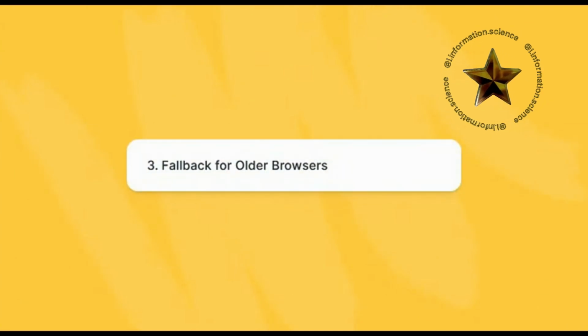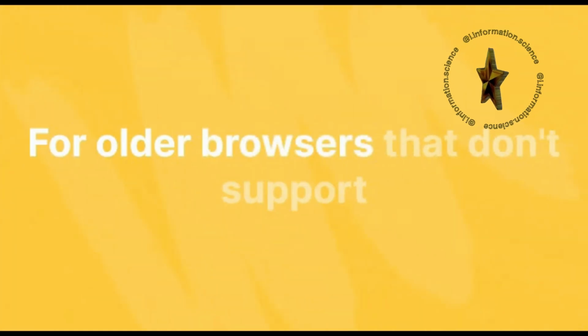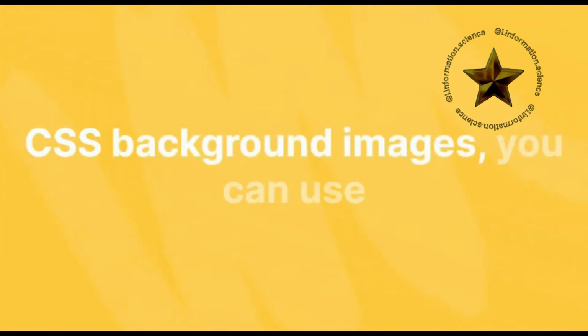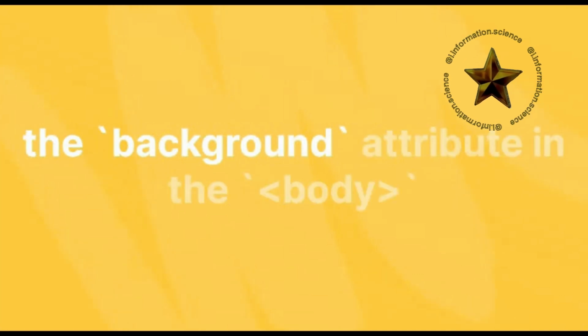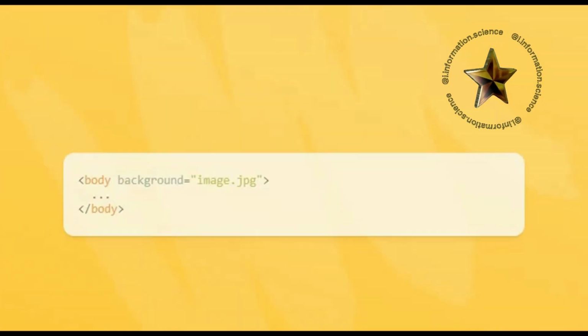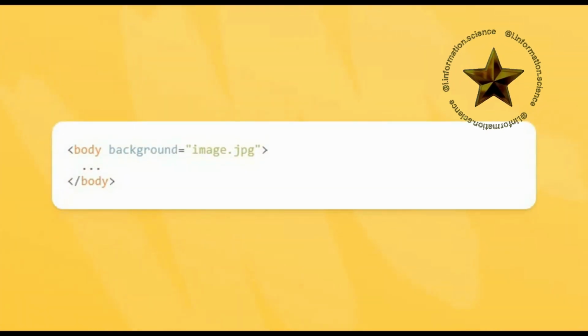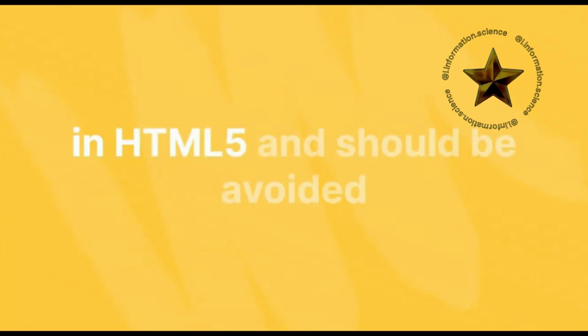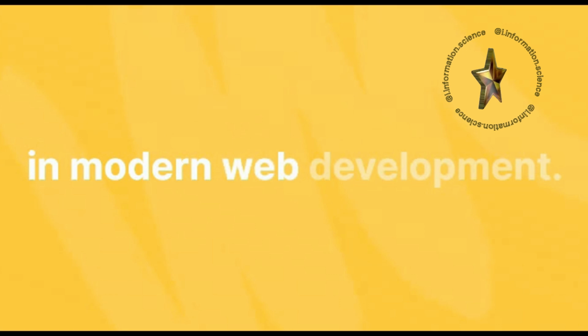3. Fallback for older browsers. For older browsers that don't support CSS background images, you can use the background attribute in the body tag. body background equals image.jpg, body closed. However, this method is not supported in HTML5 and should be avoided in modern web development.